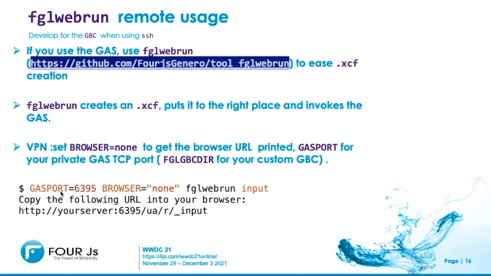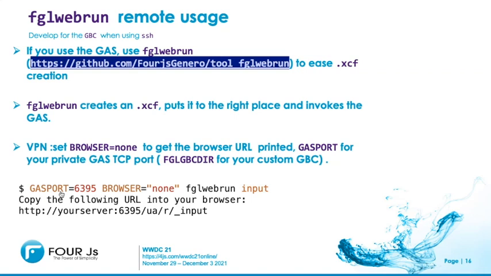FGL WebRun creates an XCF file, it puts it to the right place, and then invokes the GAS. And if you are logged in via VPN, then you can set the browser to none, and you get the right URL of the browser printed. You only need to copy the URL into your browser. How does it look like?